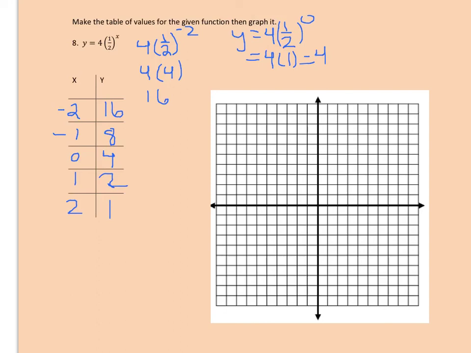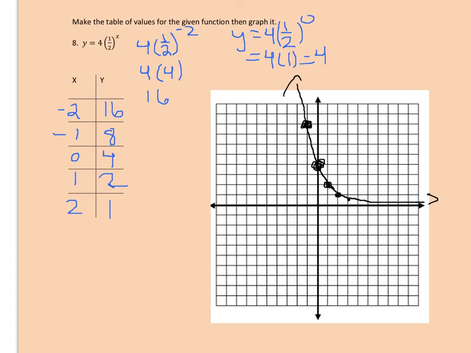Okay, so at -2, 16 is going to be way up and off. So go to -1, 8: 1, 2, 3, 4, 5, 6, 7, 8. Zero, 4: 0, 1, 2, 3, 4. 1, 2. 2, 1. If I plugged in 3, I'd get 1/2. It's just going to keep getting smaller and smaller. But again, it's never going to equal 0.